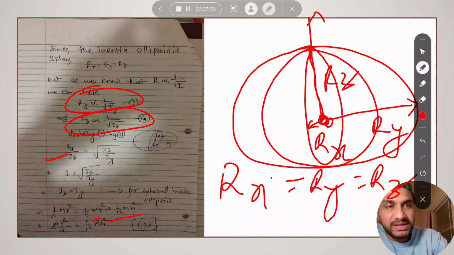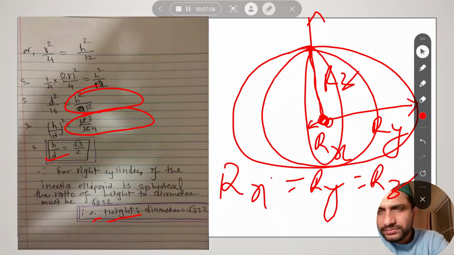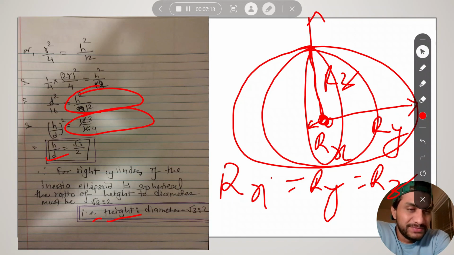If you follow simple mathematics, easily you can get the required result, that is the height by diameter ratio, which is root 3 by 2. So this is the way I proved this problem. I guess it is the easiest, simplest, and shortest way, which you cannot find anywhere. This is my personal trick to get the h by d ratio.